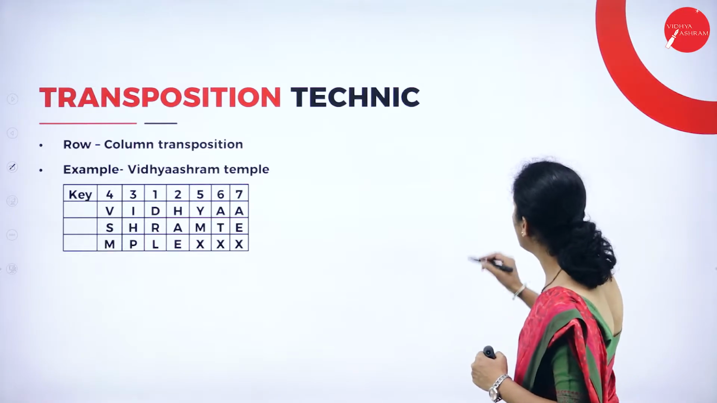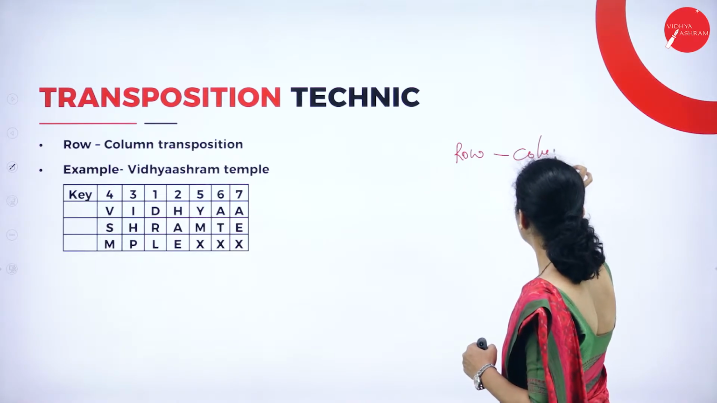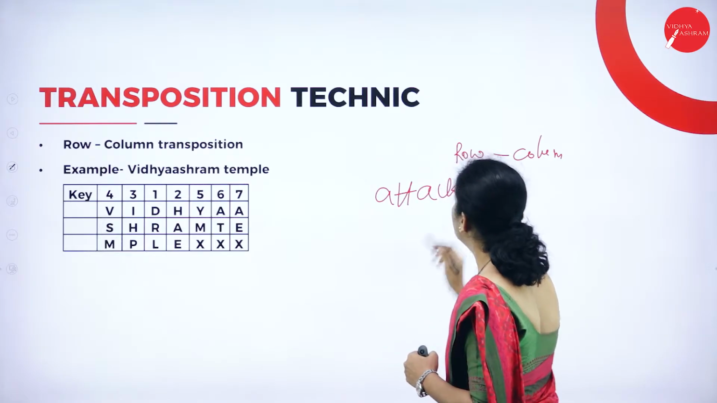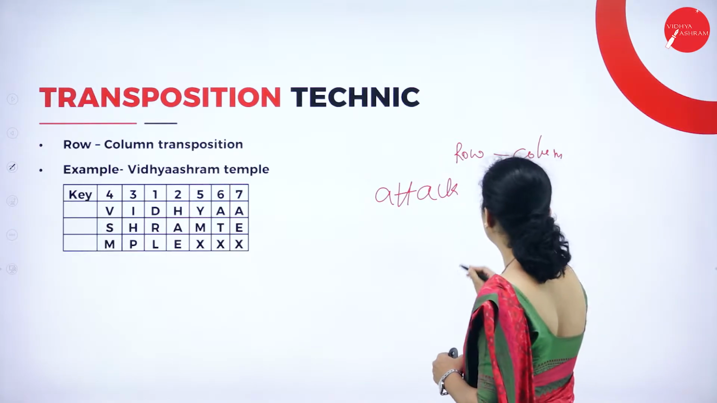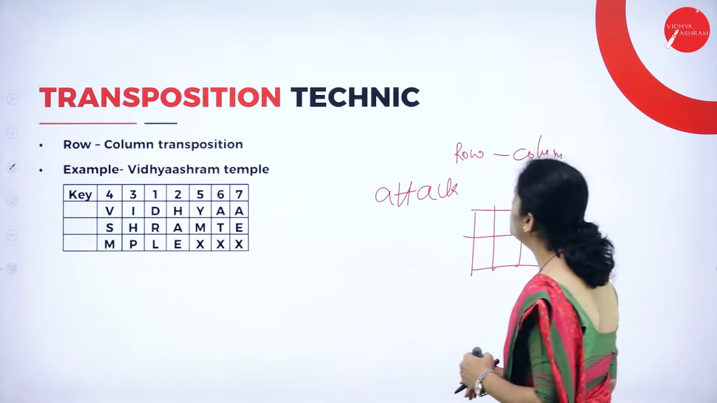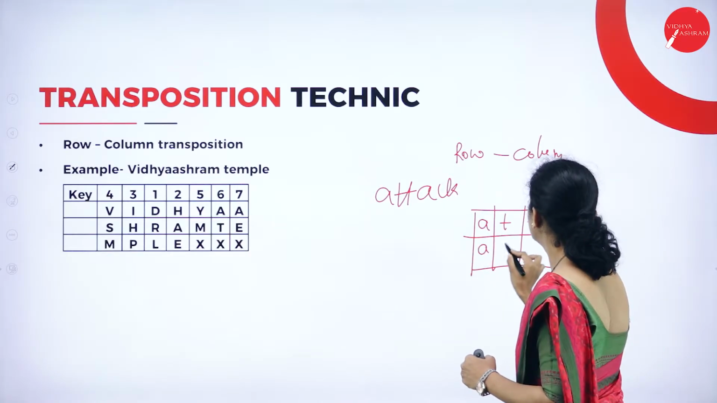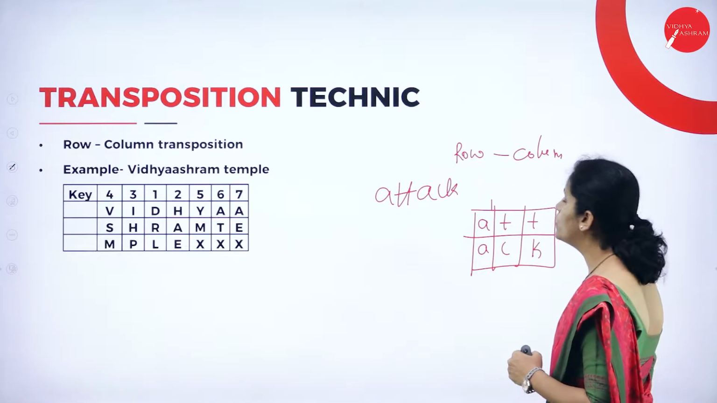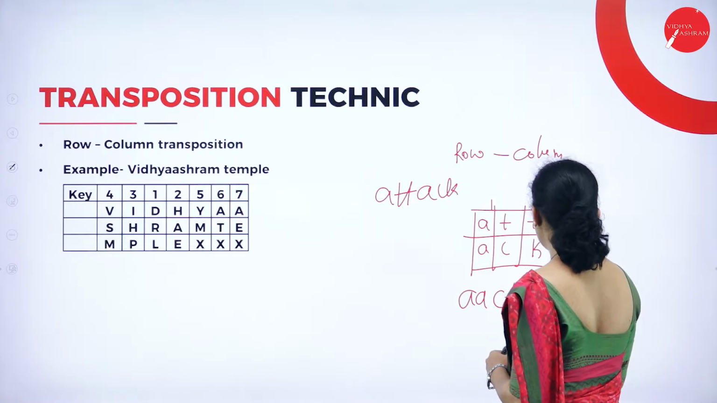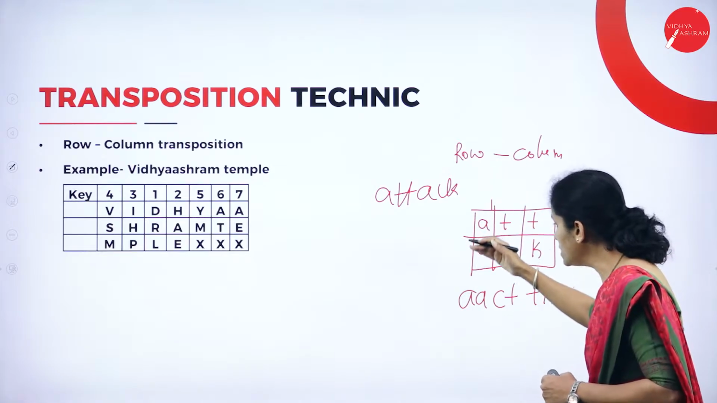For example, think that if I'm having row column, and I'm having the plain text ATTACK, then what I'm going to do, I'm going to create a table and I'm going to write row wise, that is ATTACK, and while reading I'm going to read column wise, that is AACTTK. So this is row wise I'm going to write and column wise I'm going to read.